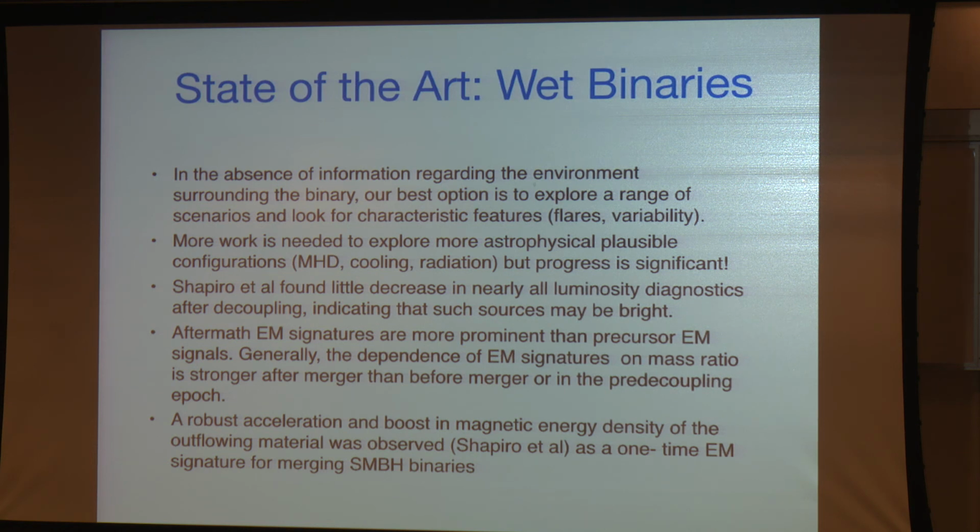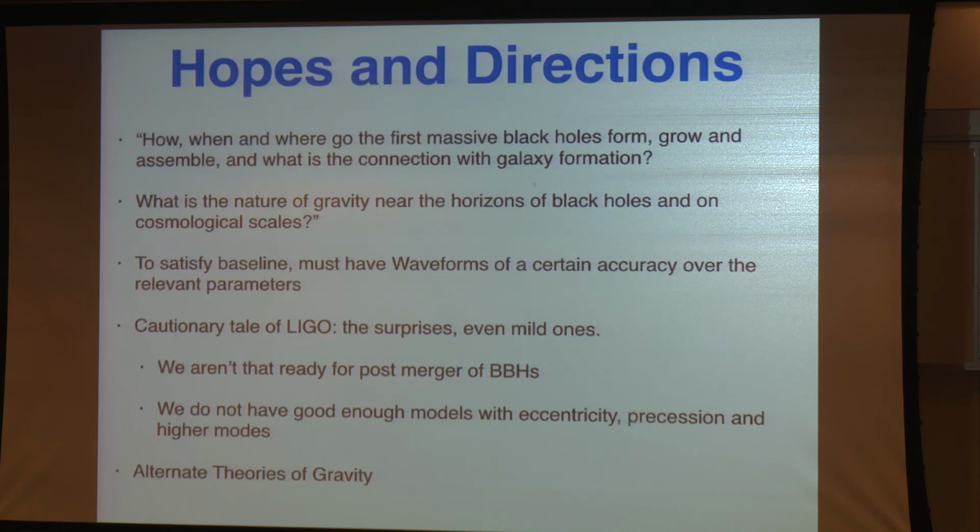They're still, I wouldn't call them in their infancy, but there's still a lot of work because there's just so much physics that you have to add and figure out which part of the physics was really necessary to get robust signatures. So I added what I thought was the most exciting bit from the L3. How, when, and where do the first massive black holes form, grow, and assemble, and what is the connection to galaxy formation? This is what we're after. What is the nature of gravity near the horizons of black holes and on cosmological scales? So a really noble pursuit, I think, the physics of what LISA can give us.